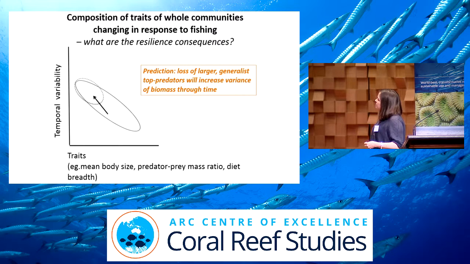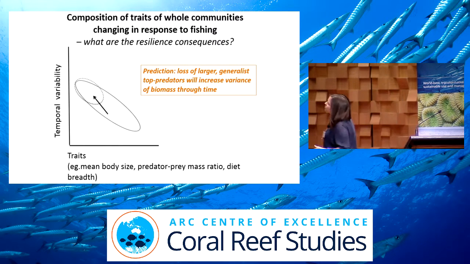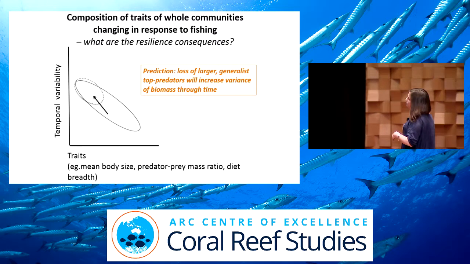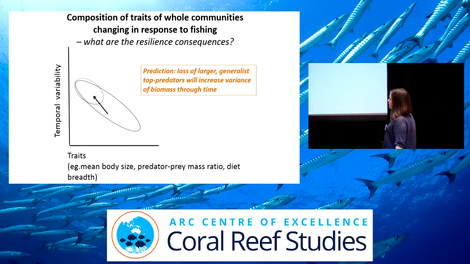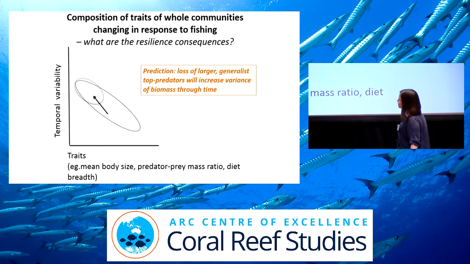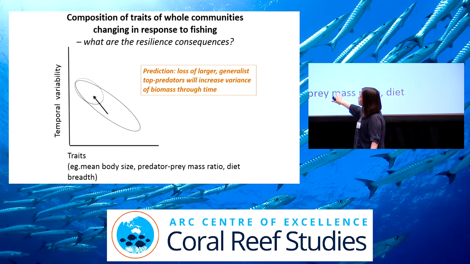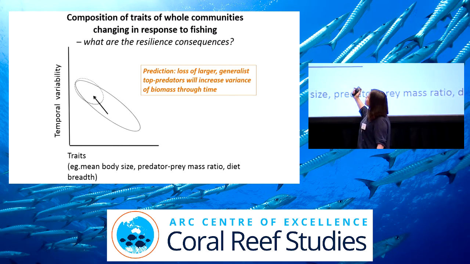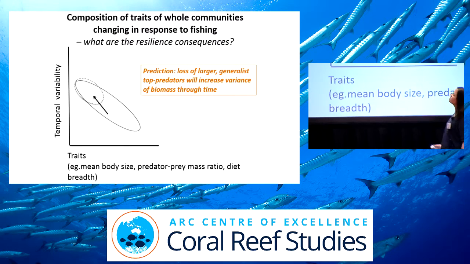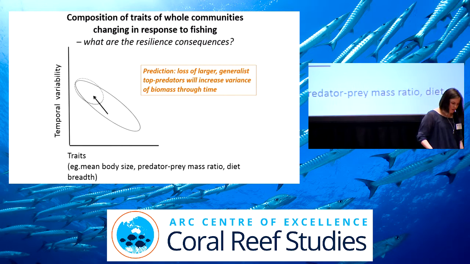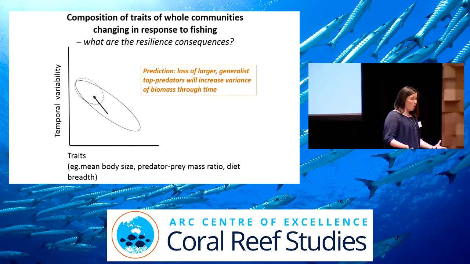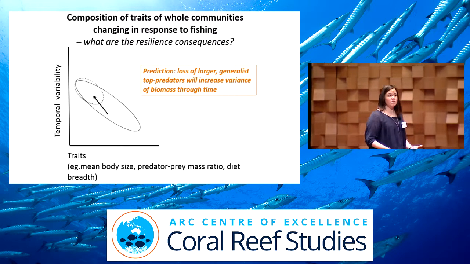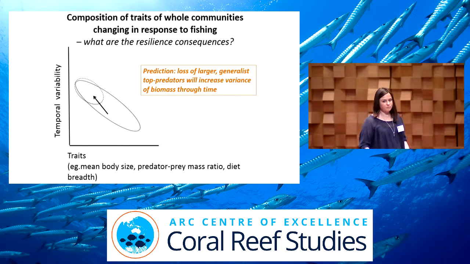So here what you expect to see as we move towards smaller body size, predator-prey ratio or diet breadth, not necessarily smaller for predator-prey, the opposite pattern, is this shift in temporal variability through time. And this is for the whole bulk community of everything, not looking at populations now.